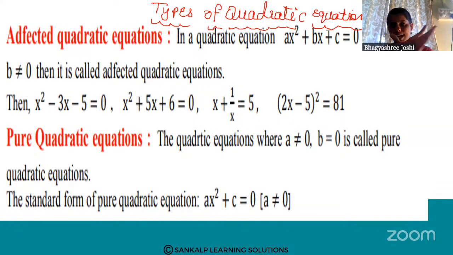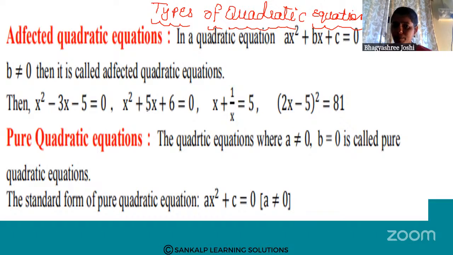That means the standard form of quadratic equation is ax square plus bx plus c equal to 0, where a is not equal to 0 and b is also not equal to 0. Such type of quadratic equations are called as affected quadratic equations. For example, x square minus 3x minus 5 is equal to 0. Here a is not equal to 0 and b is also not equal to 0. So this is affected quadratic equation.